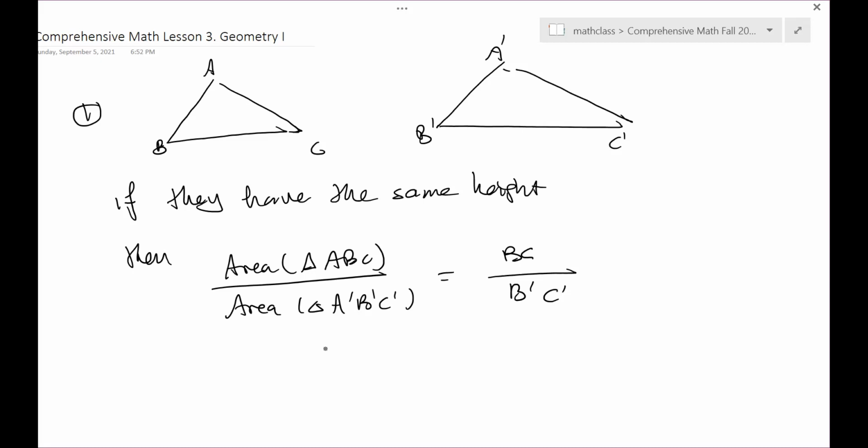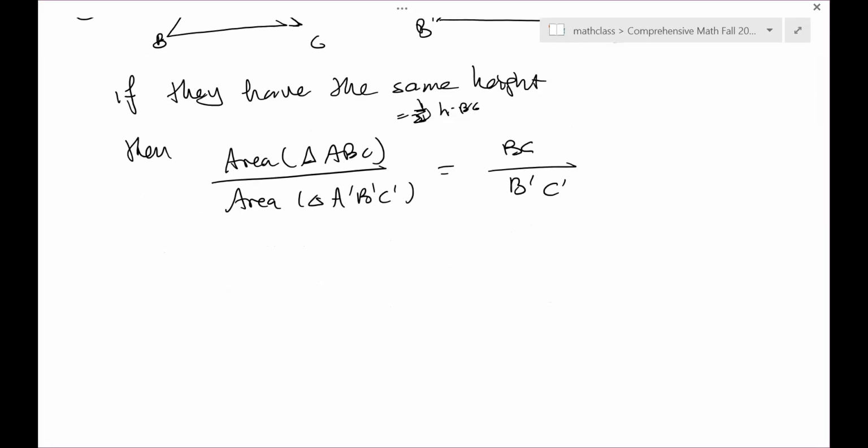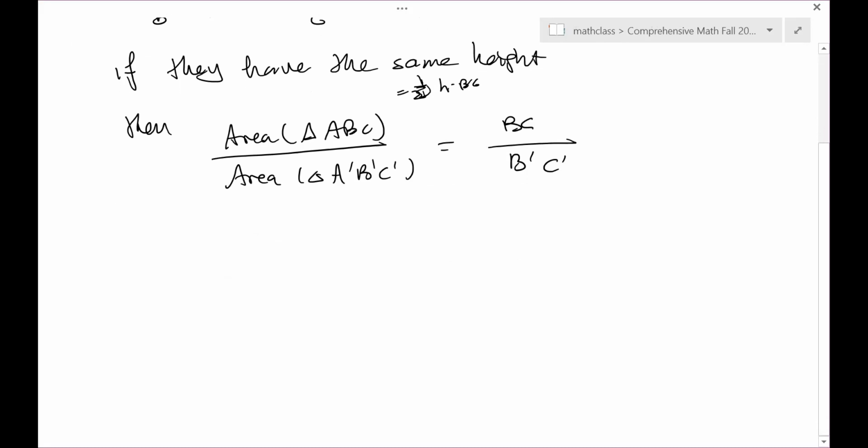Because the formula says half of the height, right? The height is h, then BC, and BC is the base. So the height is the same. So the numerator and denominator both have the same h that is canceled out. Okay. This is very useful when you compare the area of two triangles. You just need to compare the two bases.